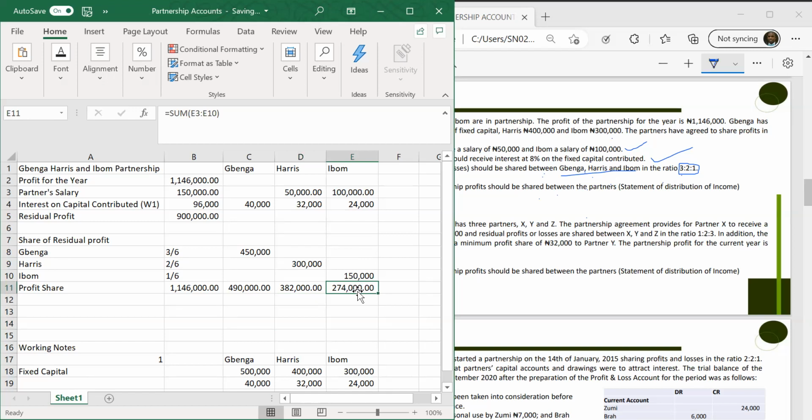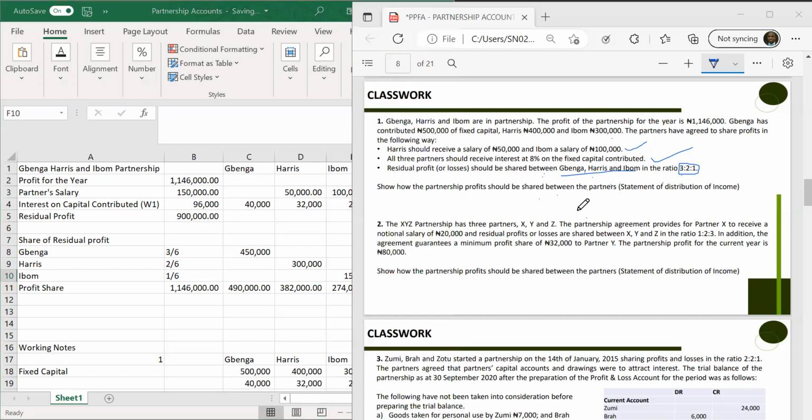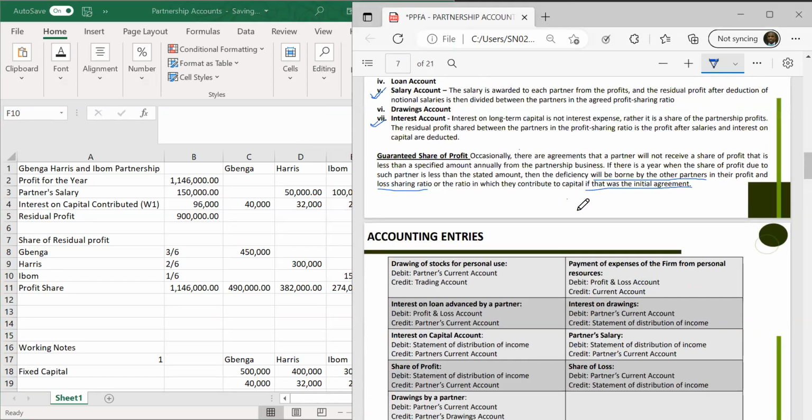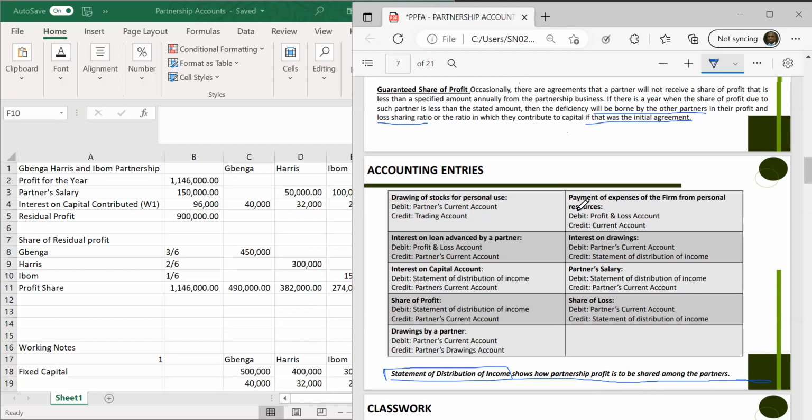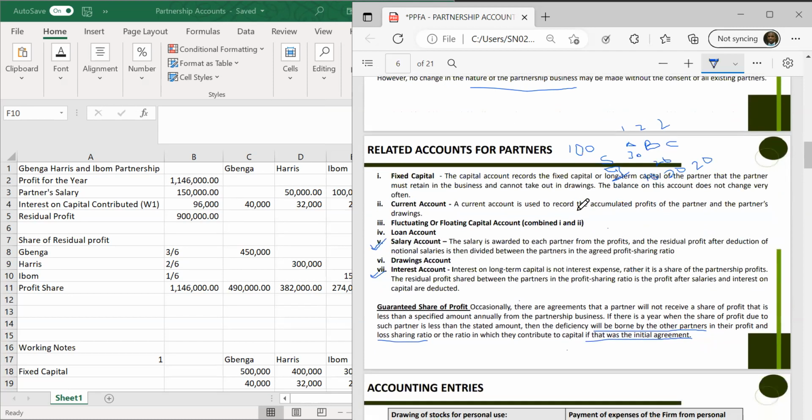Can somebody now tell me this share of profits, which account does it go into? Which account does it go into? I'm showing you from the screen now. Distribution. I've explained this thing earlier today. Let me go up again in case you cannot find it there. See from here. Which account does this share of profit go into?